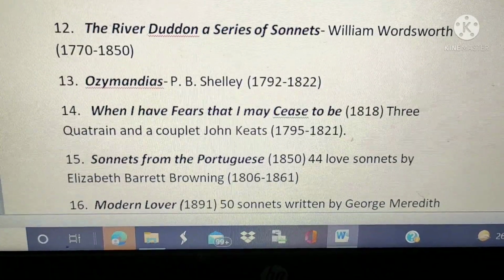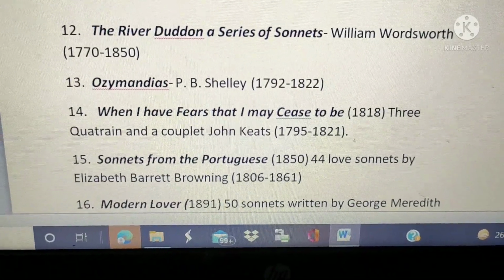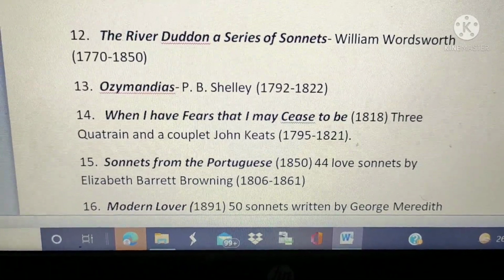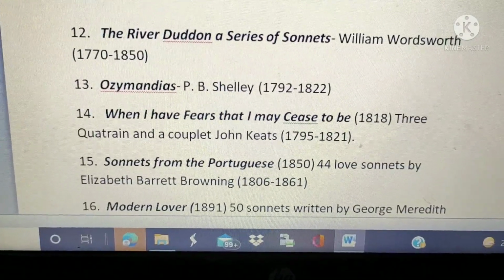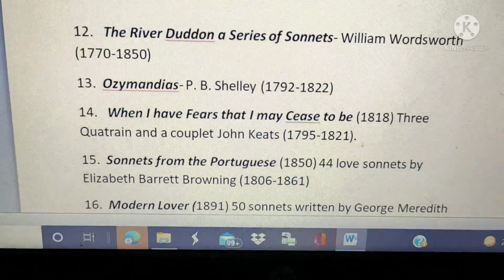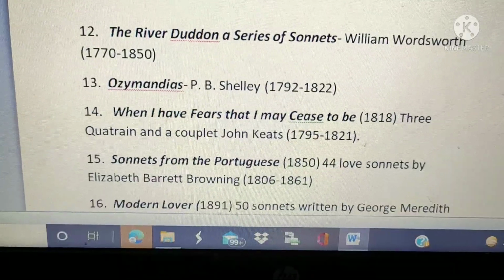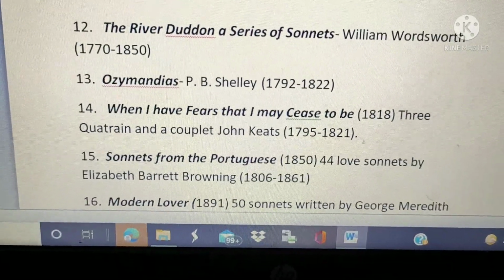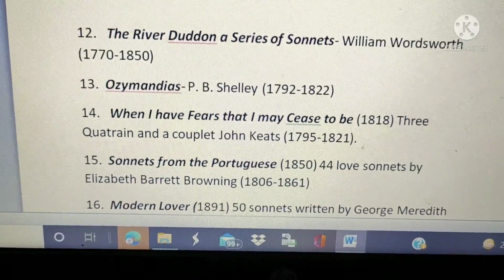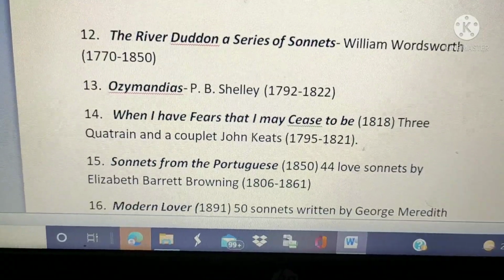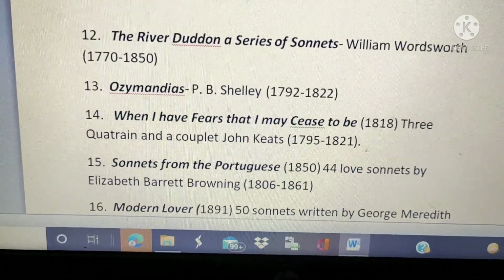After William Wordsworth, let's come to P.B. Shelley. P.B. Shelley wrote his Ozymandias. Ozymandias is also a poem. It is a sonnet. P.B. Shelley is also a romantic poet, a revolutionary poet of England.